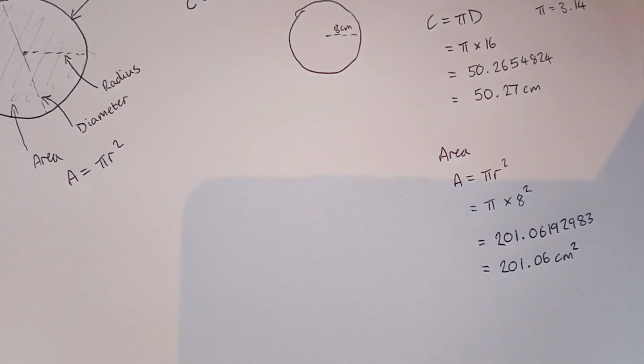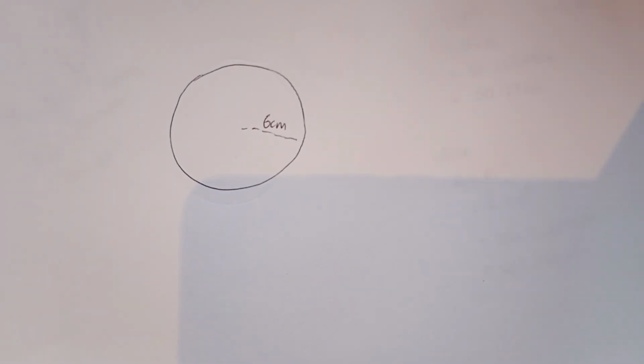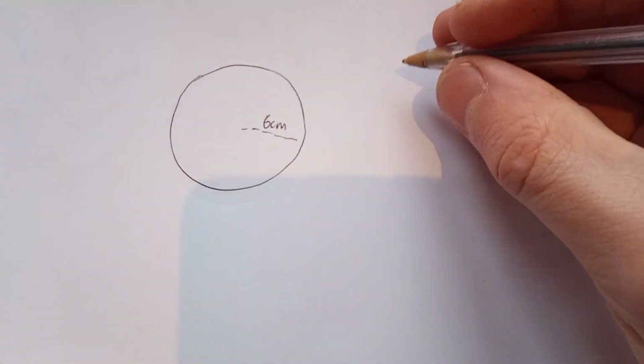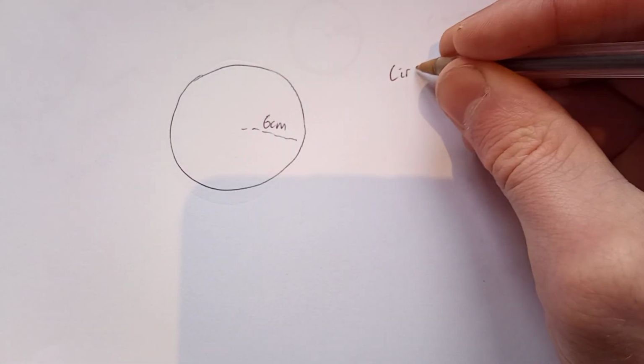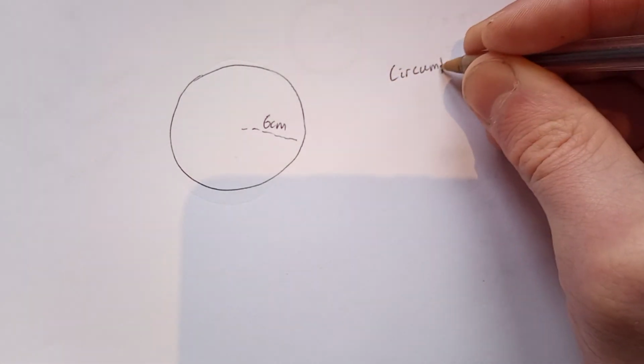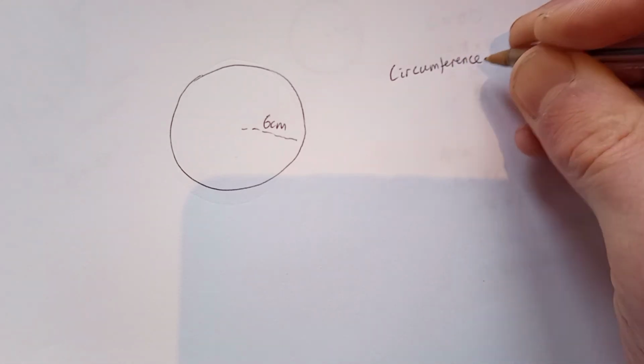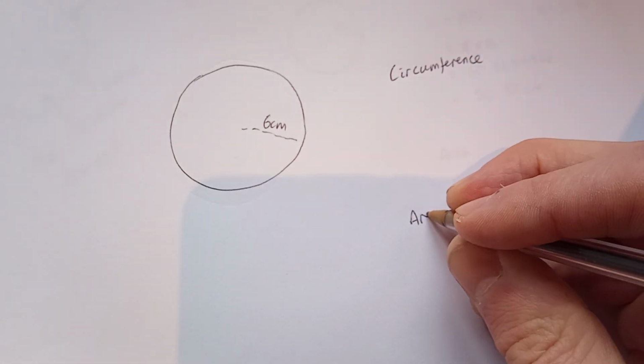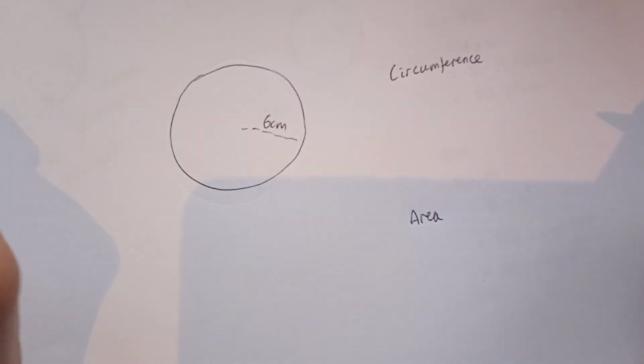So what I would like you to do is I would like you to have a go at doing a circle for yourself. We'll just do this one with 6 centimeters as its radius, and I want you to try and find that circumference, and I want you to try and find the area for that circle. Have a go, do it for yourself in your jar, and then in the next video you can check whether you got the answer right.